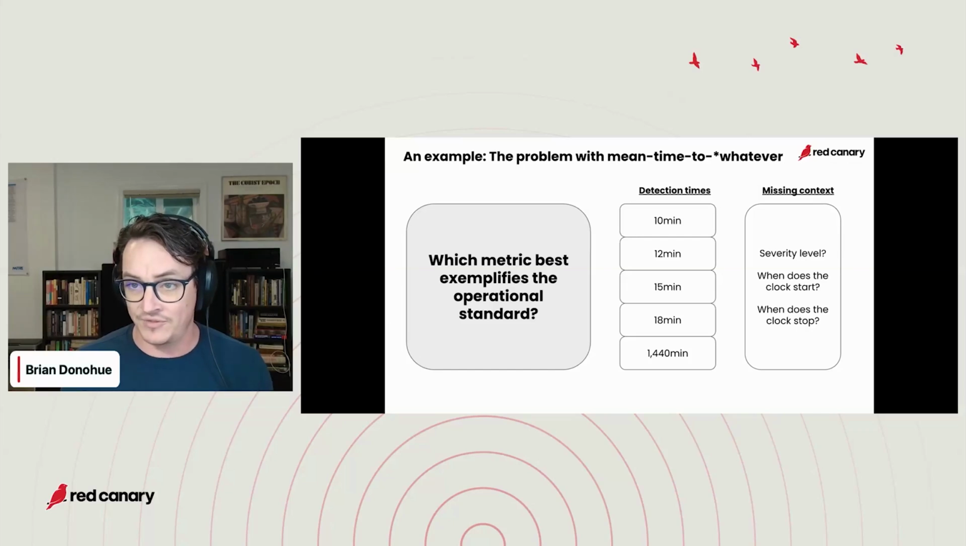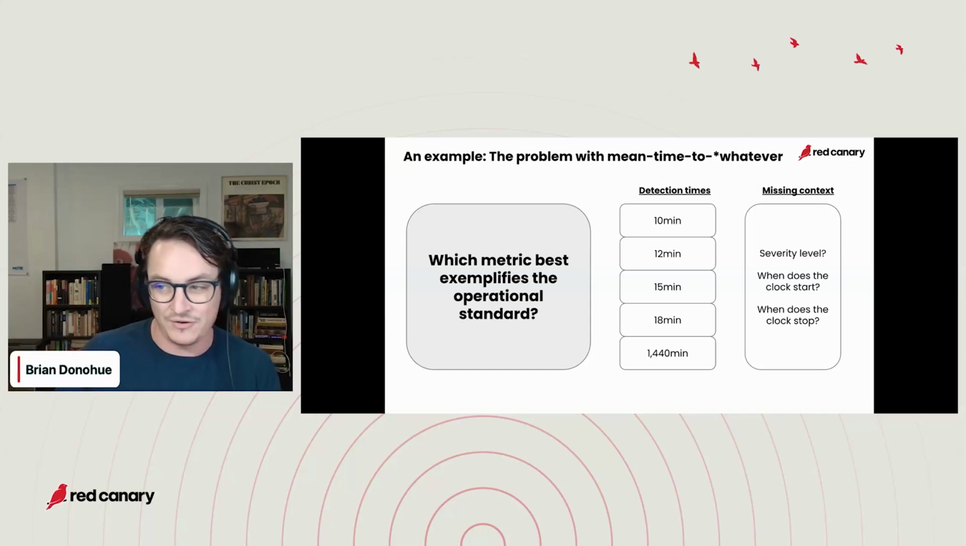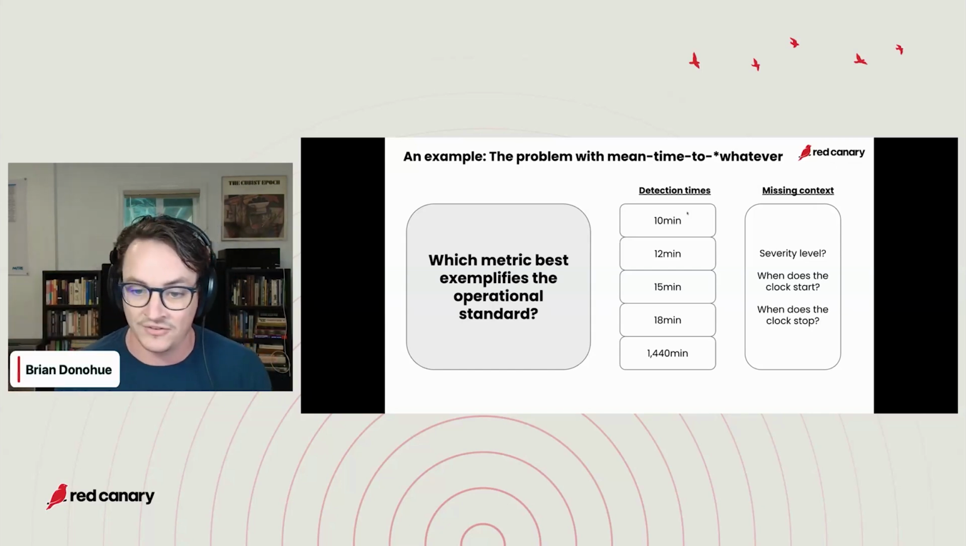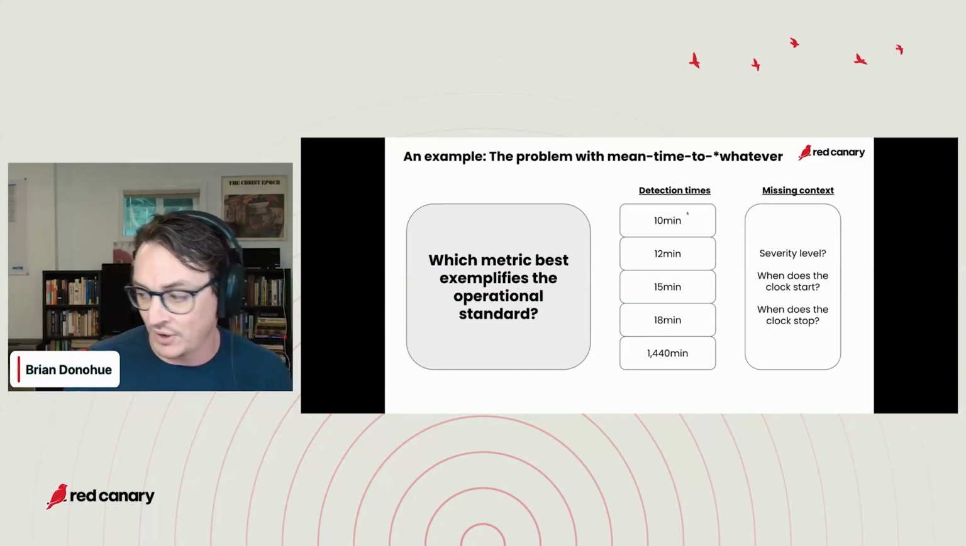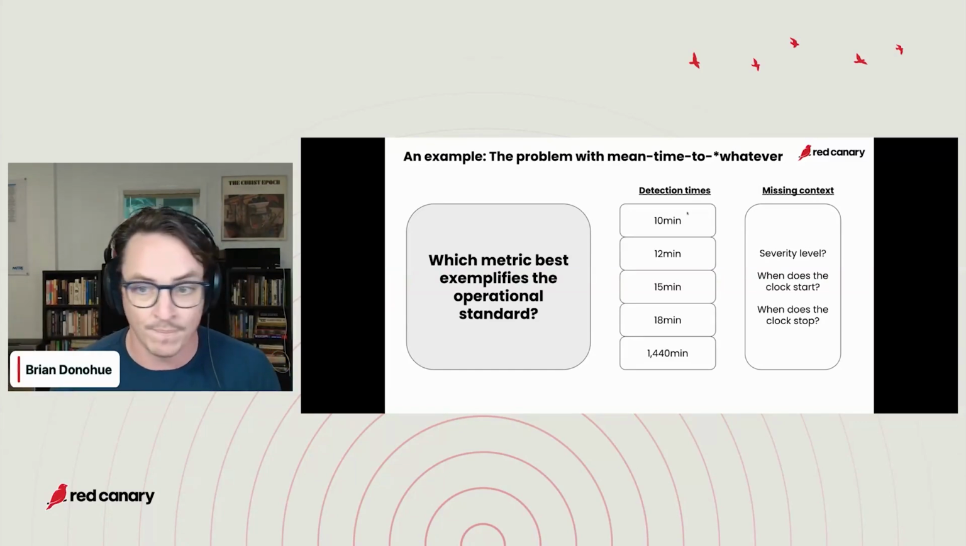The first problem with this is the first word, mean. If you talk to data scientists and statisticians, they don't really use mean because averages are very susceptible to outliers. And by the way, if you have any questions, post them in the chat and we'll get to them as we go through here.